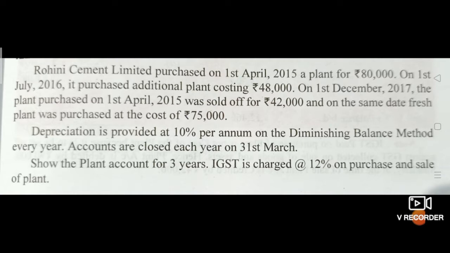Okay. Depreciation is provided at 10% per annum on the diminishing balance method every year, means reducing balance method or written down value method. Accounts are closed each year on 31st March. Show the plant account for 3 years. IGST is charged at 12% on purchases and sale of plant. Now see, even though here the percentage of IGST is given, IGST paid on purchase of plant is not cost of the plant because it is to be set off against GST collected on sale of goods and assets.